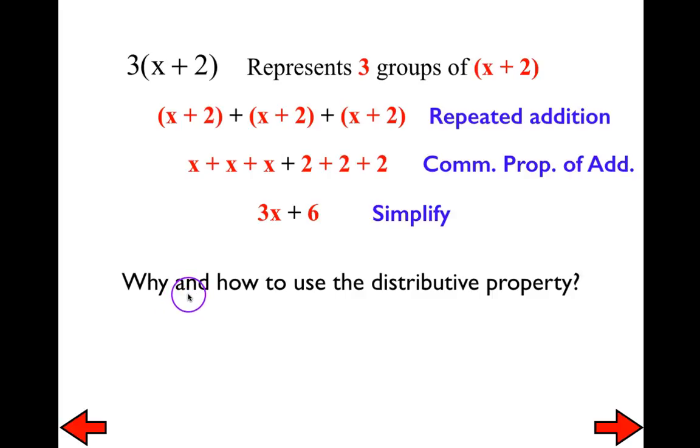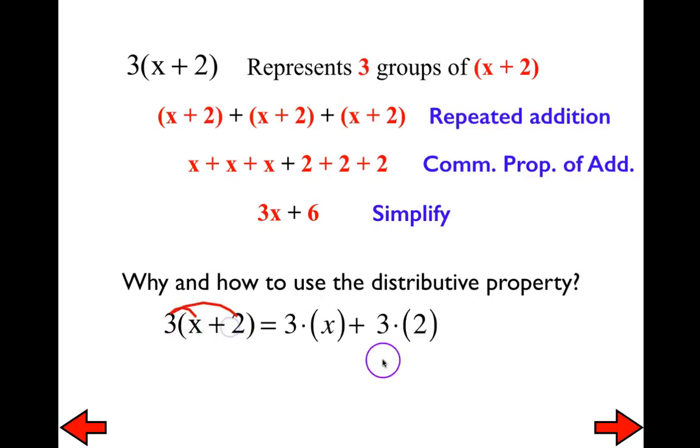So why do we use the distributive property and how do we use it? Well, first, again, the reason why we would use it is because sometimes you can't simplify it because you have variables involved, and this is as simplified as you can get. So how do we use distributive property? Well, you distribute 3 to each and every term. So 3 times x, and then 3 times positive 2, which is going to give you 3x plus 6.